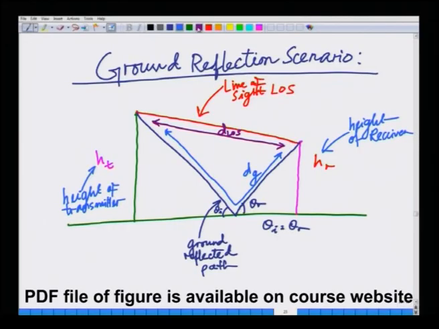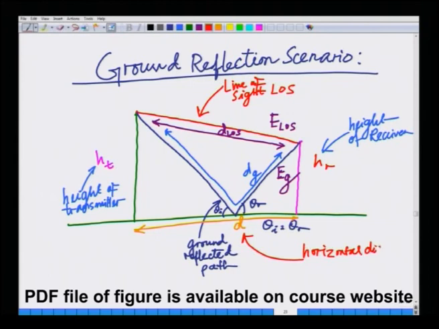And so, we have two paths now. One is the LOS path, let us say the field at the receiver along this path is E LOS, and the field along the other path, coming from the ground reflected path, is E G. Further, let us denote the horizontal distance between the transmitter and the receiver by D. So, that is what we currently have.